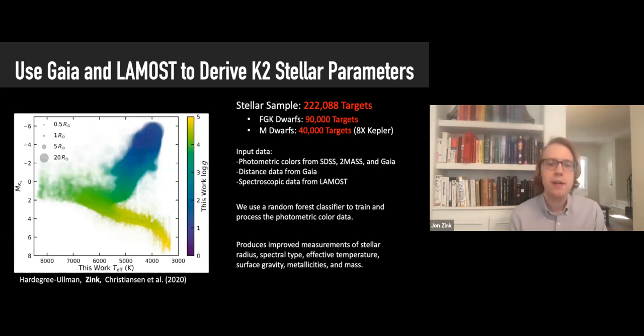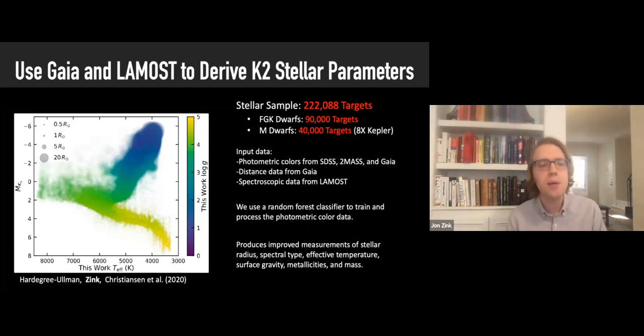The way we did that is we used this 10% subset and ran it through a random forest classifier. This is a machine learning technique where you train all the photometric data you have for this 10% on the LAMOST spectra where you have good measurements. Then you can run this algorithm on the larger set of data to back out stellar measurements. So now on our full catalog, we have good stellar radii, spectral types, effective temperature, surface gravity, metallicity, and mass. On our whole set of 200,000 targets, we now have good measurements of all of these features using this machine learning algorithm.